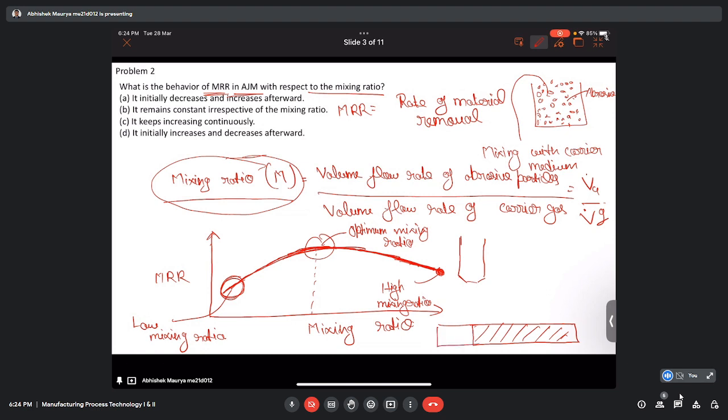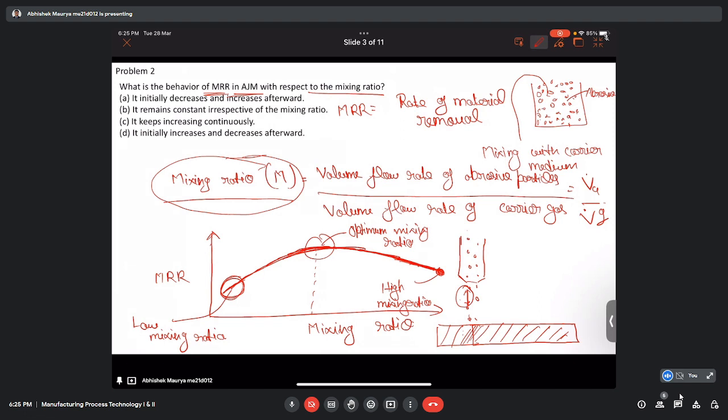I told that the material removal will take place with the help of abrasive particles, which come and impact the workpiece at high velocity. So if less mixing ratio is there, then the number of abrasive particles hitting the workpiece per unit time will be less. And if the mixing ratio is smaller, then the gap between two abrasive particles will also be higher.